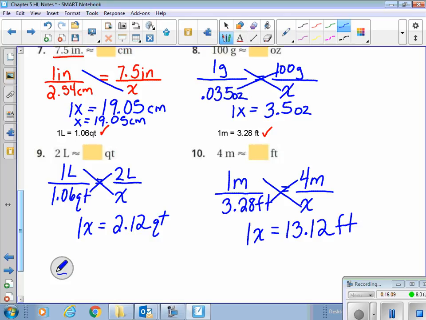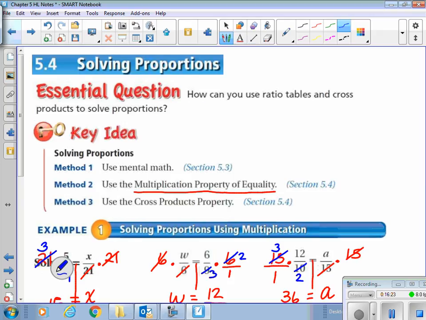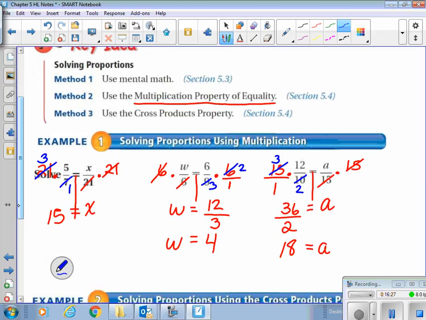Right, so that's the end of that lesson. Again, just basic review of solving proportions, and you've got 3 ways to go about doing that. If you want to use your mental math, if you want to use your cross products, or if you want to use that multiplication property of equality, which we went over in example 1. Just another way of going about solving proportions.